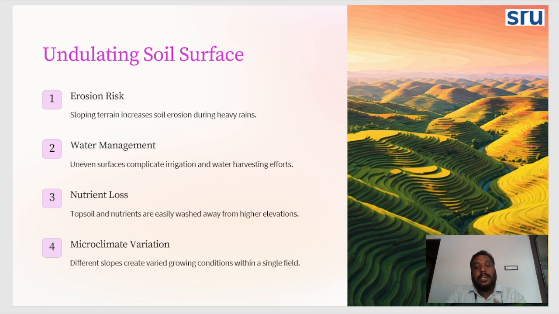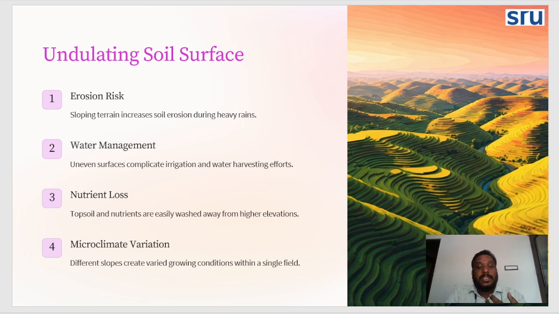Due to the loss of the top layer of the soil, the topsoil and nutrients are easily washed away from the fertile lands. This also causes nutrient deficiency symptoms in the plant, and that ultimately affects not only the cultivation but also the yield and quality of the crop.